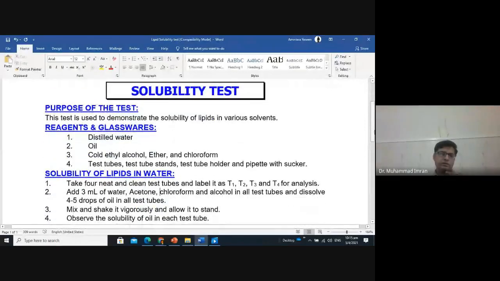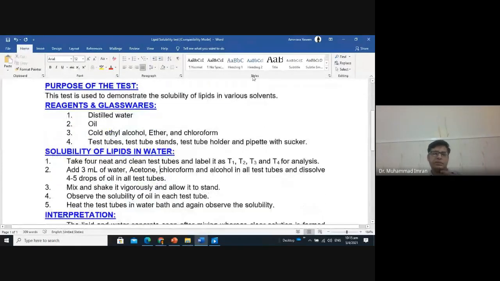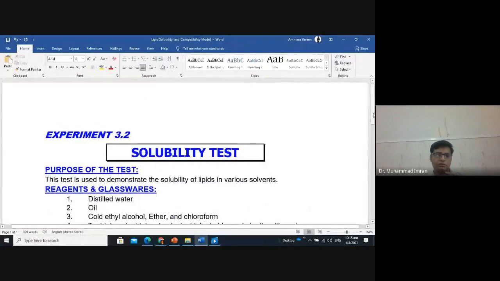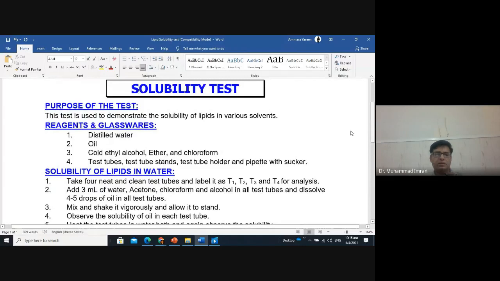Dear student, today we will start the lipid solubility test. What is the purpose of this test? This test is used to demonstrate the solubility of lipid in various solvents. What are the reagents and glassware required for this analysis? We require distilled water, oil, cold, ethyl alcohol, ether, acetone, and chloroform.